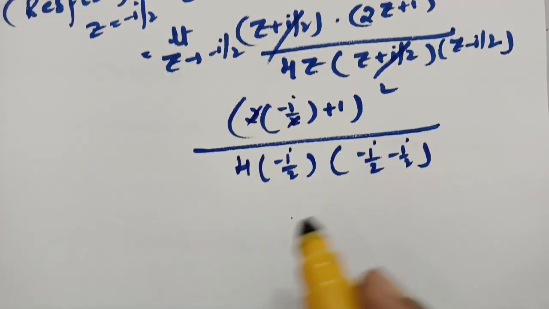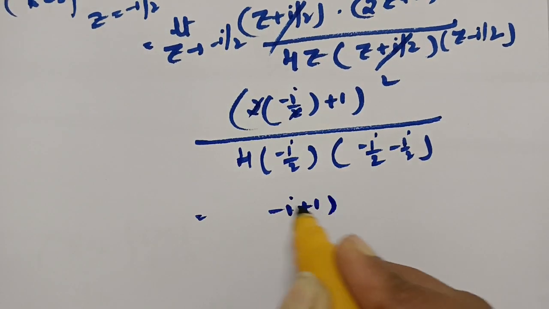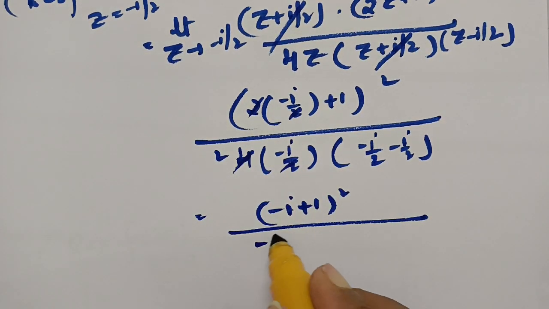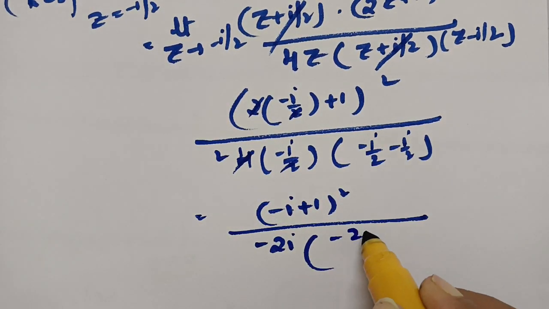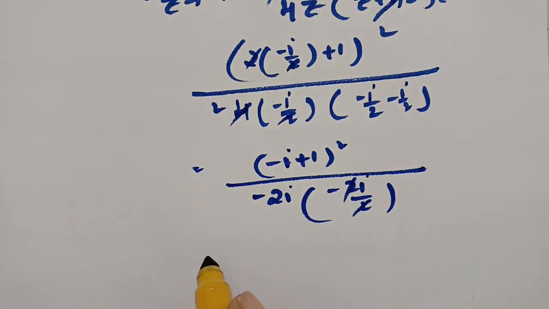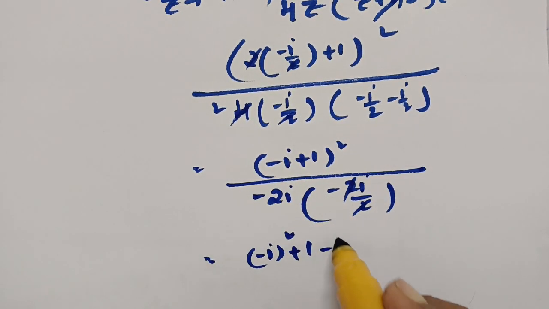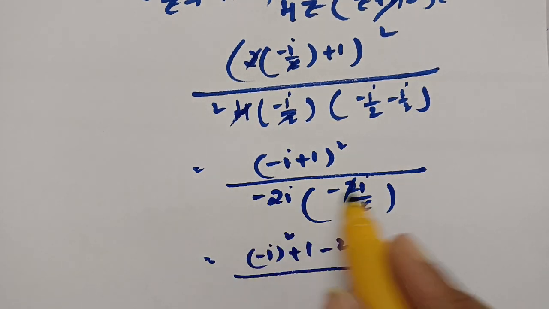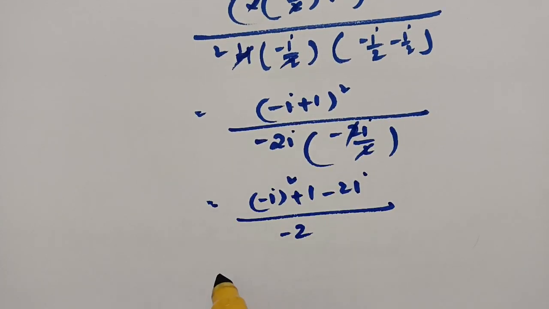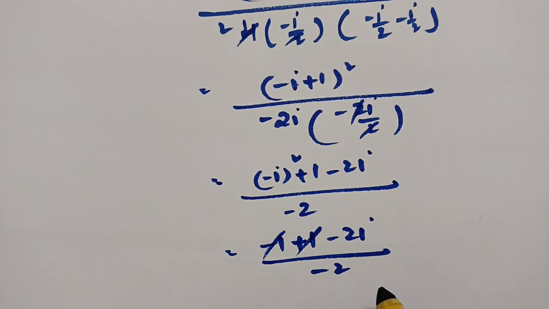So if I cancel this one, the numerator will be minus (i plus 1) whole square by, so if I cancel in two table, this will be minus 2i and this is minus 2i by 2. Again I can cancel this one. So if I expand this one, this value is a square plus b square minus 2ab by, so minus of minus plus 2i square, this is minus. So i square value is minus 1 plus 1 minus 2i by minus 2. Minus 2i by minus 2.